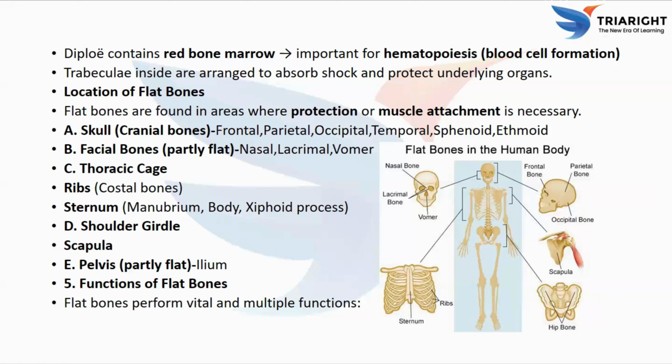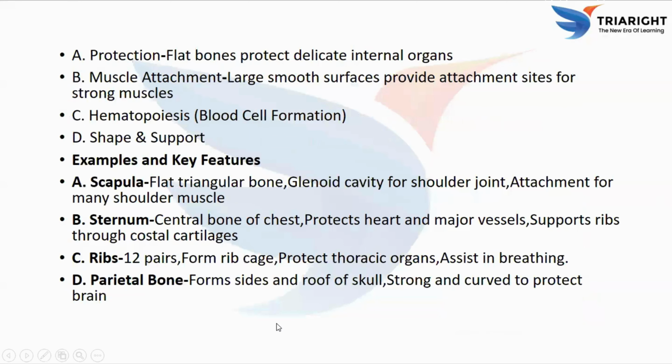So what are the functions of the flat bones? Flat bones perform several important functions. The first one is protection. How does it protect? Through the skull, it protects the brain. Through the ribs, it protects the heart and lungs. Through the scapula, it protects the shoulder region.